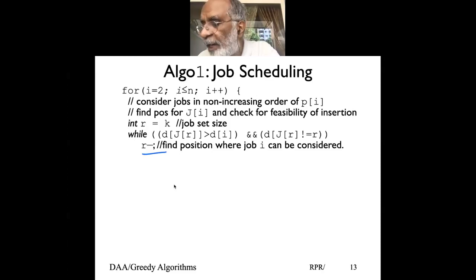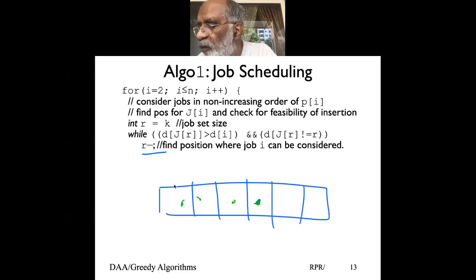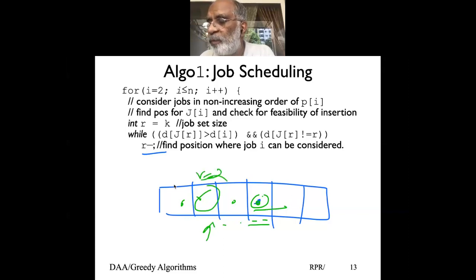So start with the rightmost place. Again, let's say these are the placed jobs. Start from here and look: can I find a job whose deadline is greater than the new job's, and can it be shifted? So assume this becomes an empty place. So this becomes 2. So keep looking from the right for an empty place I can get into.